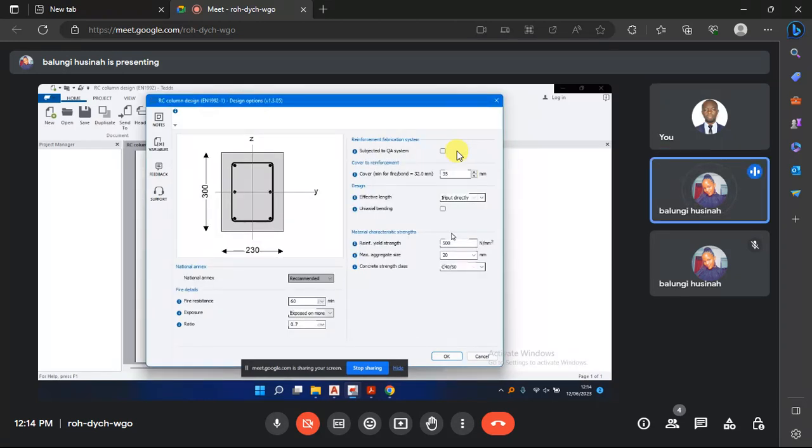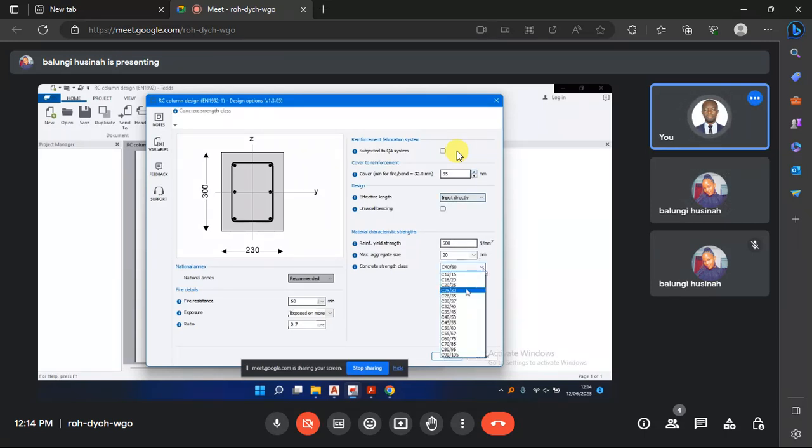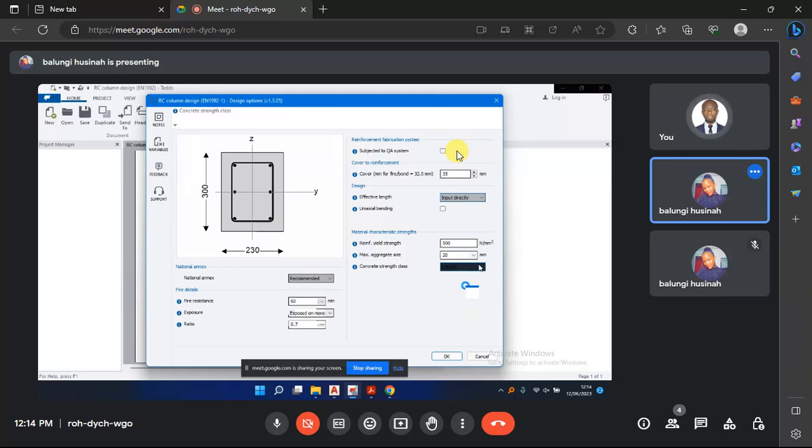You know our specifications, the ones we have been using: concrete class, minimum cover. Minimum cover is 35 okay, or 40? No, we said we are using 20. We have been using 20. Oh.